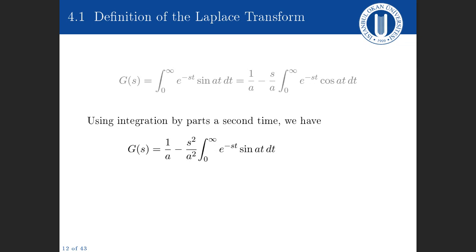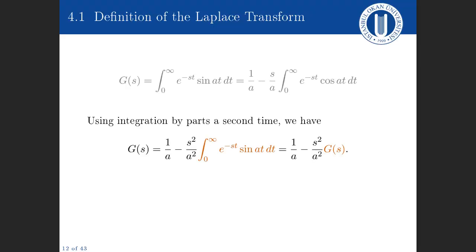Again, we've got an integral of a function multiplied by a function, but this is the integral we started with. Actually, we've just got 1 over a minus s squared over a squared, capital G of s. We can just rearrange this equation to find a formula for capital G. Therefore, and again, I'm skipping the details, I'll leave this for you to check. The Laplace transform of sine at, or capital G of s, is a divided by s squared plus a squared.